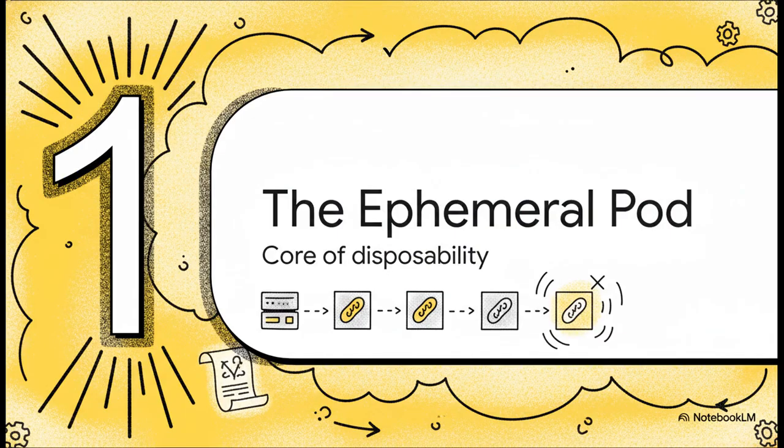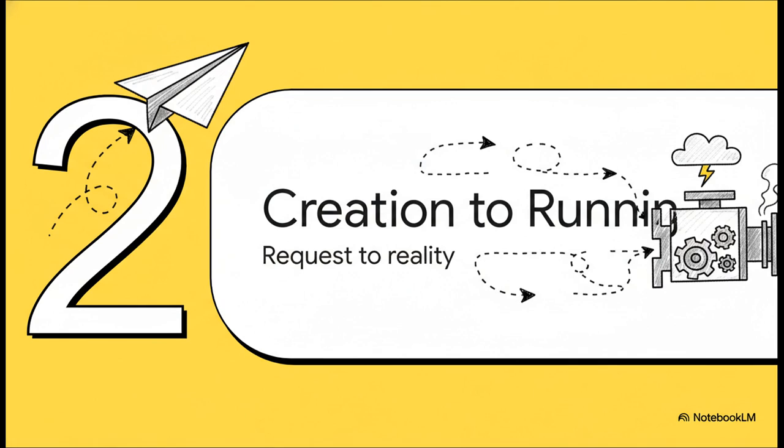Every single pod that's ever created gets a unique ID, a UID. It's like its own personal serial number. And for its entire singular life, that pod is stuck to one specific node in your cluster. It lives there, it works there, and eventually it dies there. It never ever moves.